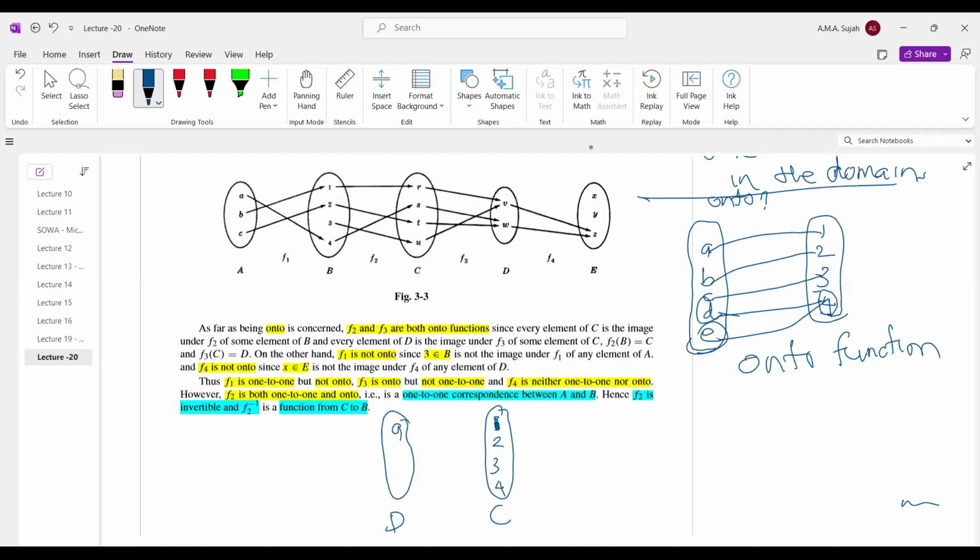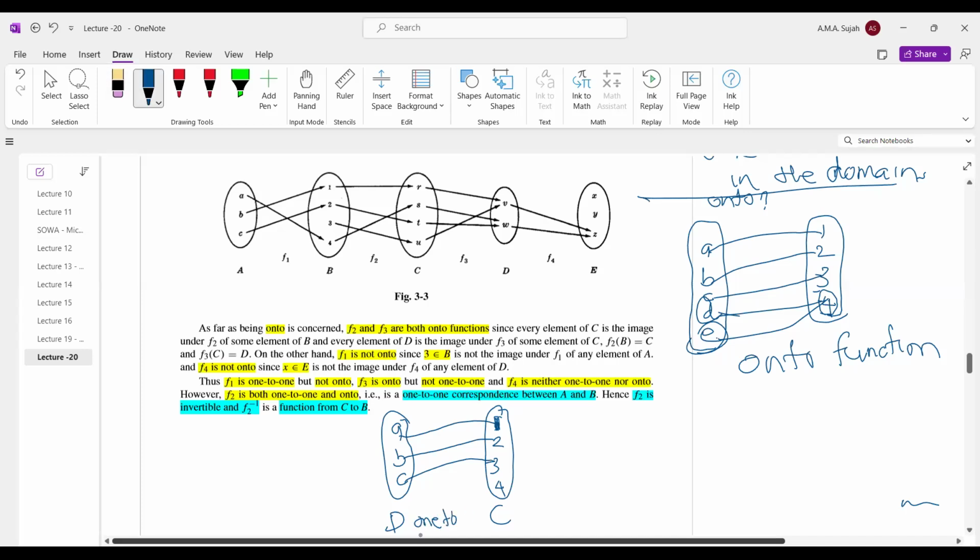Let's say in the domain we have 3 elements A, B, C, right? Each element in the codomain is an image of at most one element in the domain. The condition says they are images of only one input element. At most one means they are images of only one input element, right? So this we can call a one-to-one function.